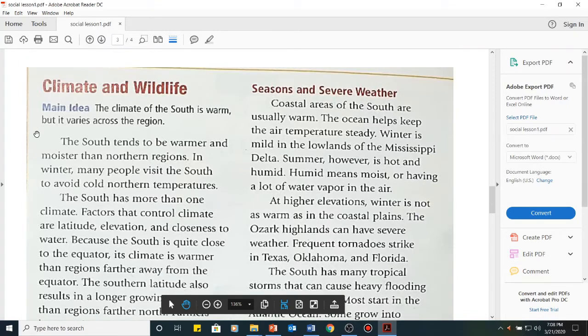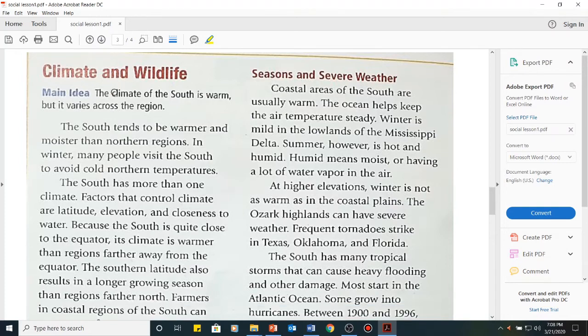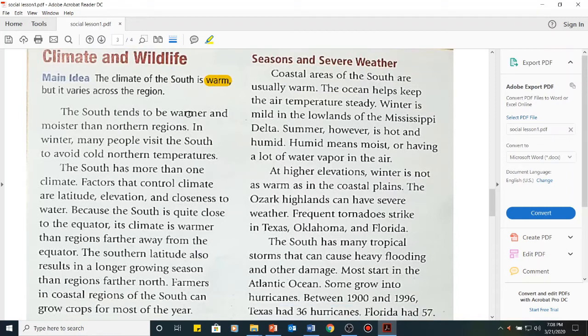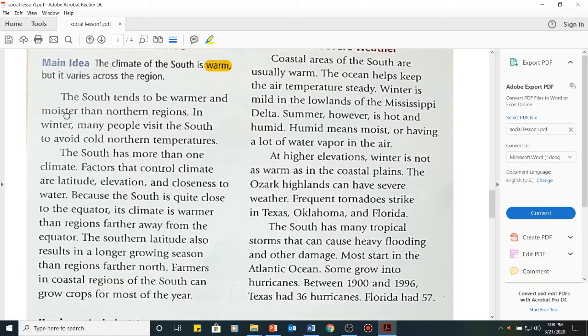Now let's continue our discussion. We're going to discuss climate and wildlife. The main idea here is that the climate of the South is warm, but it varies across the region. Usually, most of the southern region is warm. The South tends to be warmer and moister than northern regions. I think you know the meaning of warmer and moister.